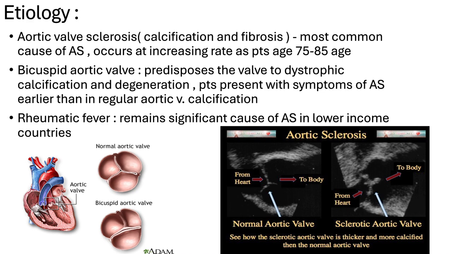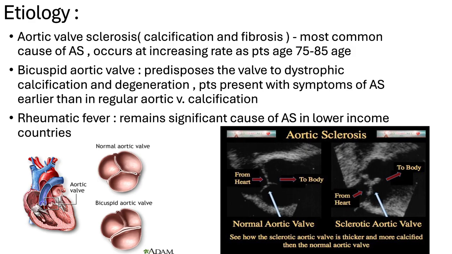It is a congenital pathology which predisposes the valve to dystrophic calcification and degeneration, and the patients present with symptoms of aortic stenosis earlier than in regular aortic valve calcification. Here we have a picture showing the difference between normal and bicuspid aortic valve on the left.